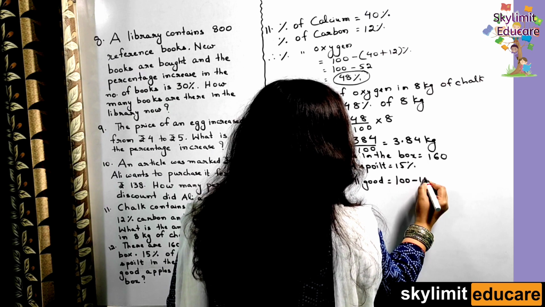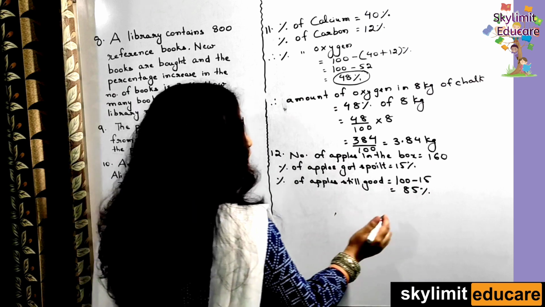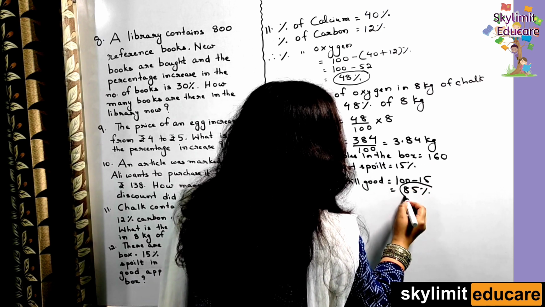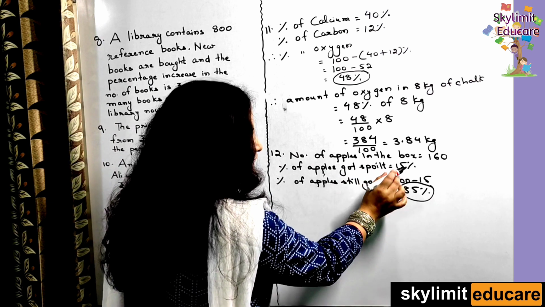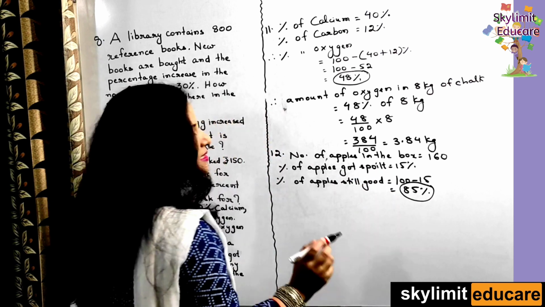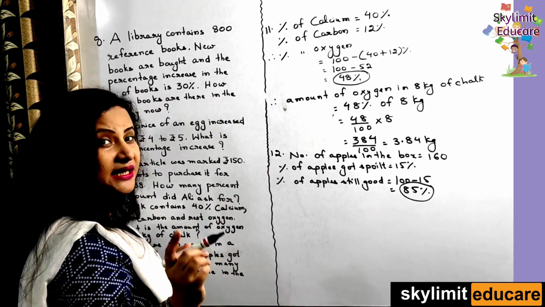100 minus 15, simply subtract it. So you'll get 85%. Okay, so that means now you have got the percentage of good apples. The percentage of spoiled apples is 15%. That means the percentage of good apples is 85%. That means 85% of 160 apples are still good.